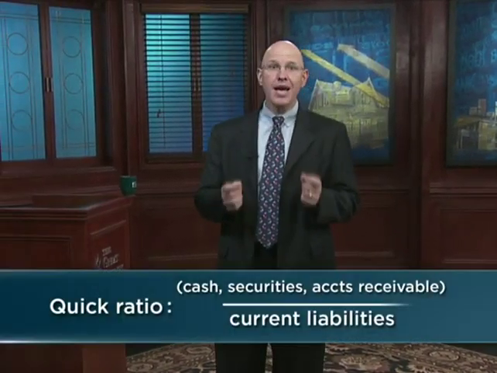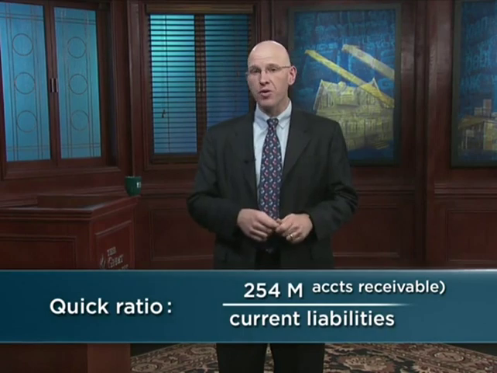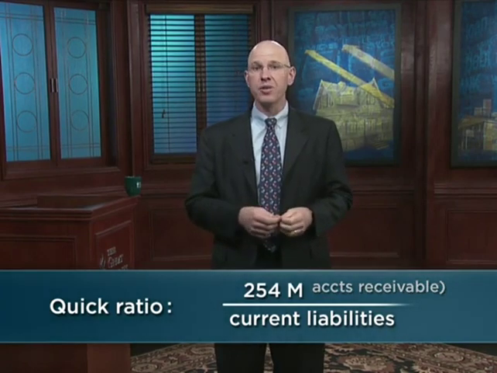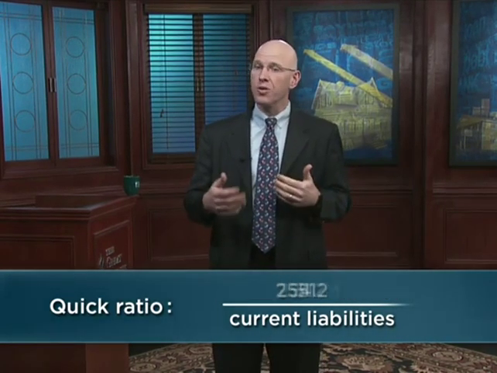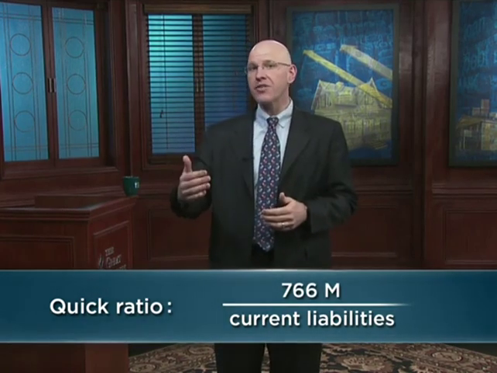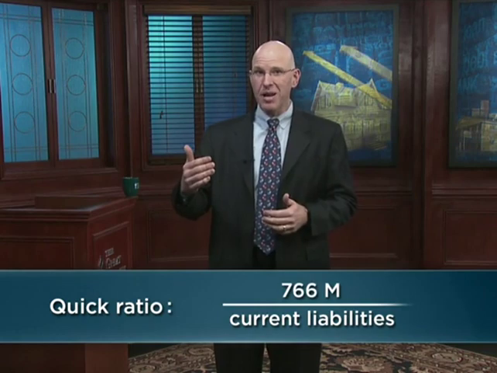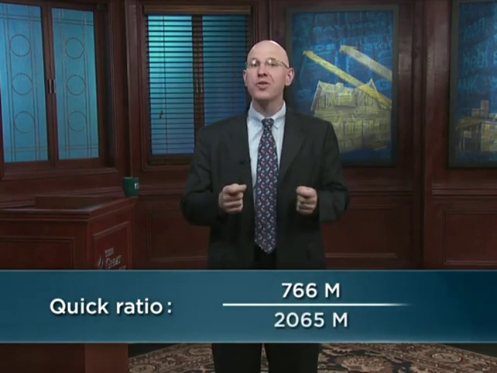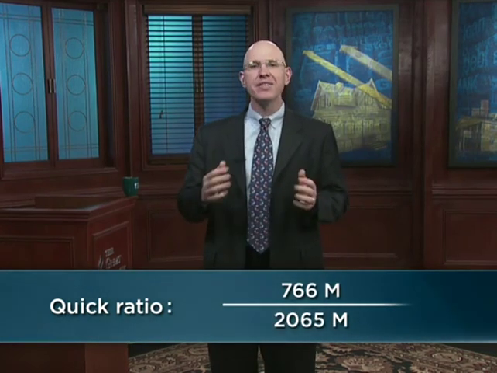So for Campbell's, we calculate the quick ratio this way. Cash and investments are $254 million. And accounts receivable are $512 million, for a total of $766 million. Then we divide $766 million by the total current liabilities of $2,065 million, and this gives us a quick ratio of 0.371, or 37.1 cents in cash, securities, and accounts receivable for every dollar in current liabilities.